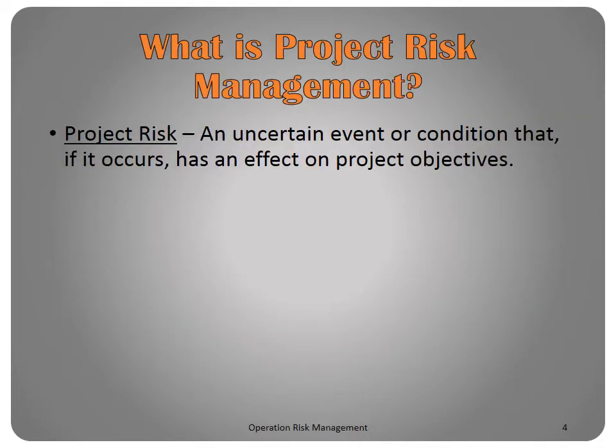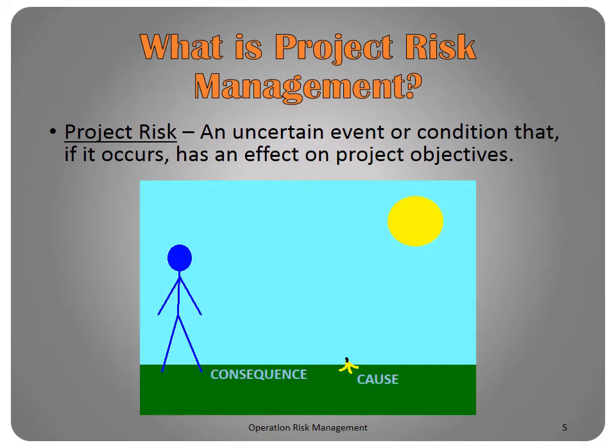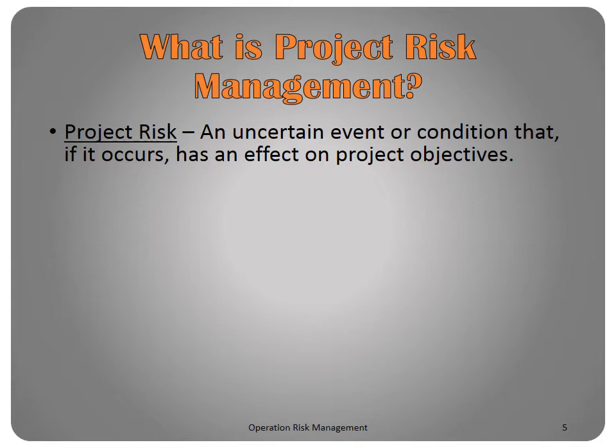In relation to project management, risk is an uncertain event or condition that, if it occurs, has an effect on project objectives. Risks have a cause, and if they occur, they have consequences. Some risks can be predicted before a project begins, like schedule slippage, but others are harder to predict.